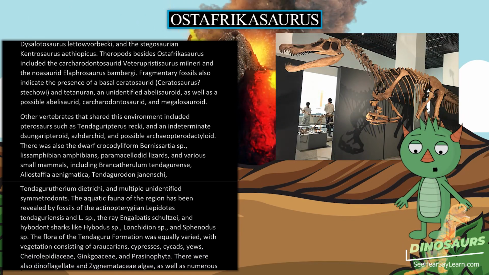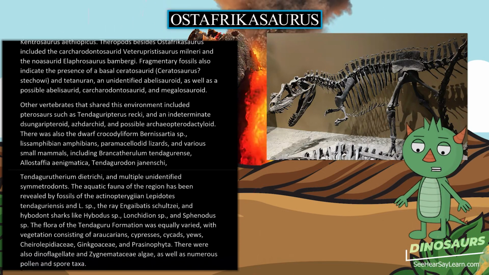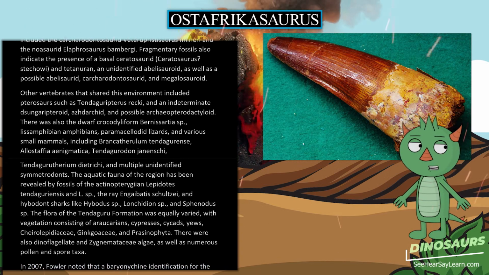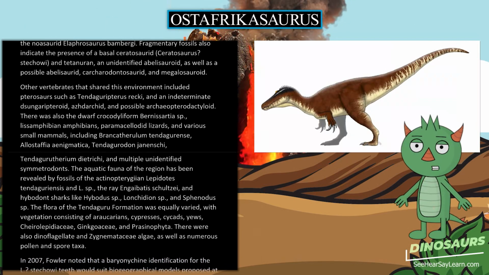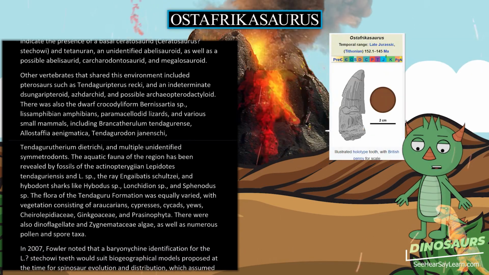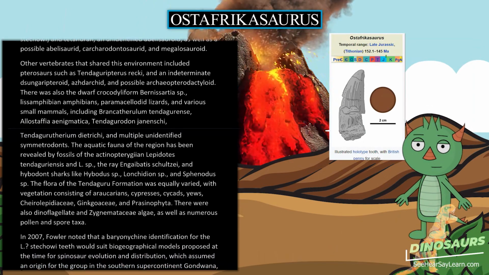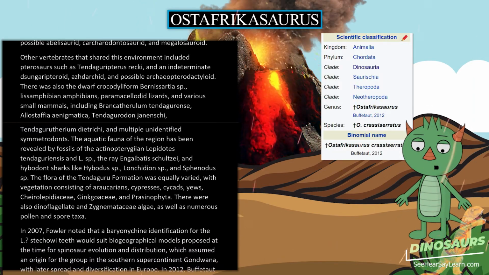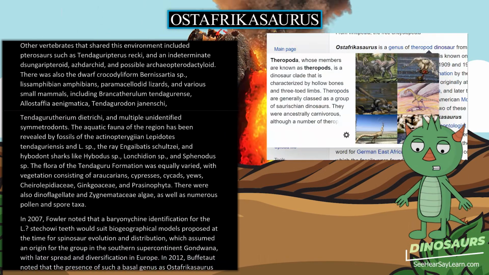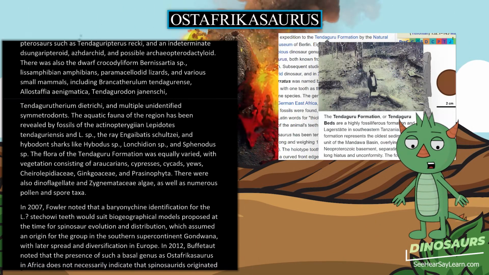The aquatic fauna of the region has been revealed by fossils of the actinopterygian Lepidotes tendaguriensis and L. sp, the Rhangaea bodies Schultze, and hybodont sharks like Hybodus sp, Lonchidion sp, and Sphenodus sp. The flora of the Tendaguru Formation was equally varied, with vegetation consisting of araucarians, cypresses, cycads, yews, Cheirolepidiaceae, Ginkgoales, and Prasinophyta. There were also dinoflagellate and Zygnematacean algae, as well as numerous pollen and spore taxa.